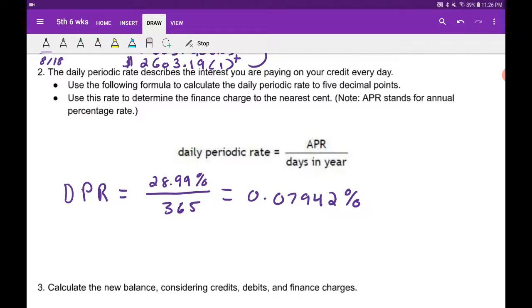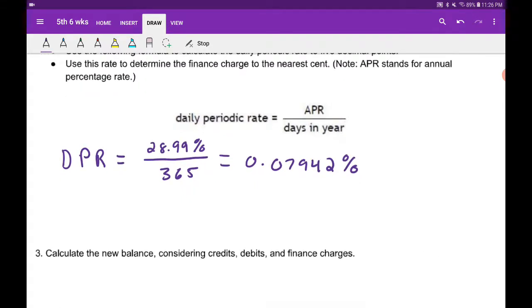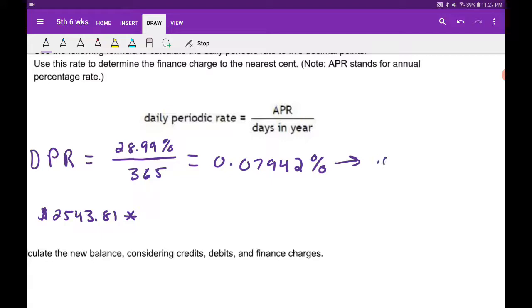All right. So we're going to determine the finance charge to this. So if we take our average daily balance, which is what we calculated in number one, so we take the $2,543.81, and then we multiply that by the daily periodic rate. We're going to convert this to a decimal, guys. So 2 decimal places to the left, so we're going to have 0.0007942, and that's what we're going to multiply to do the math.